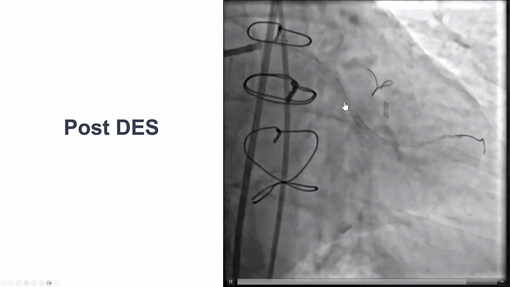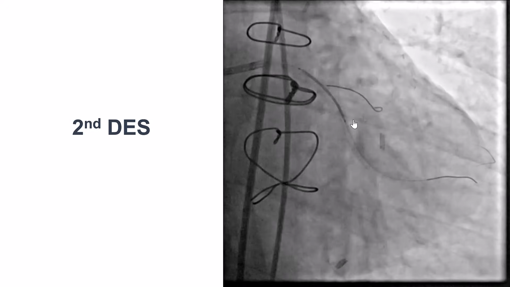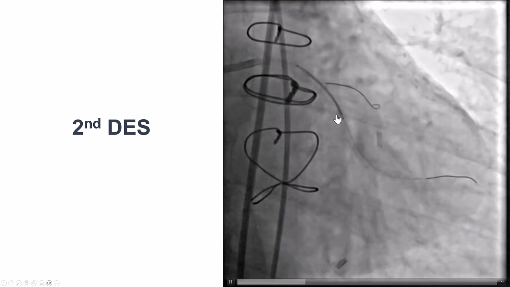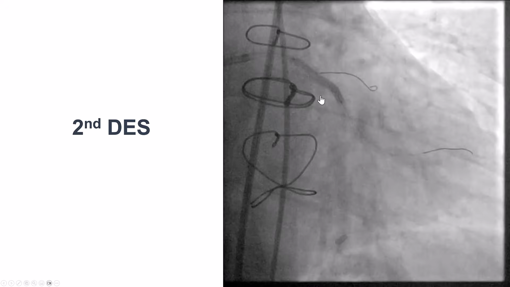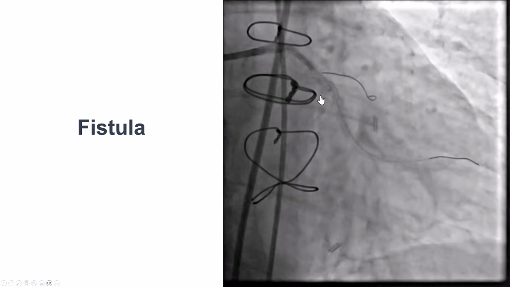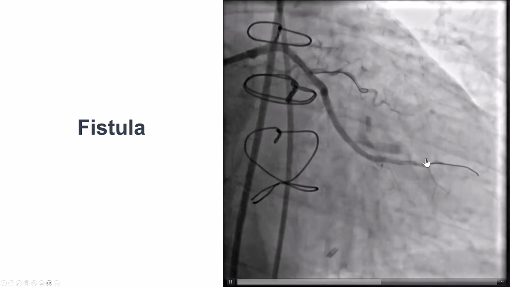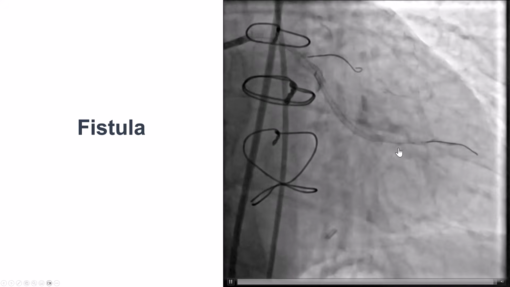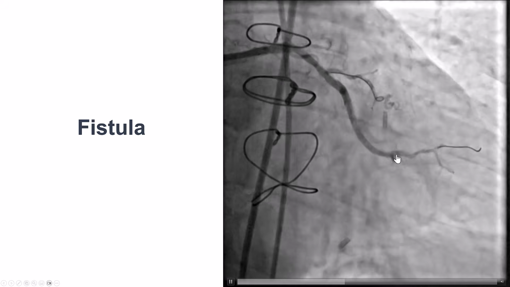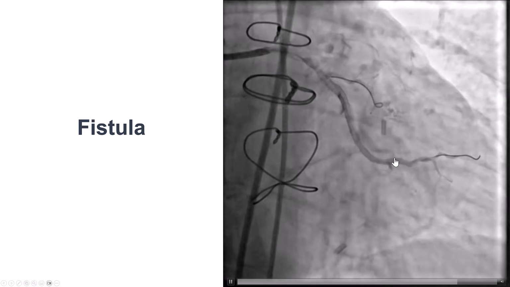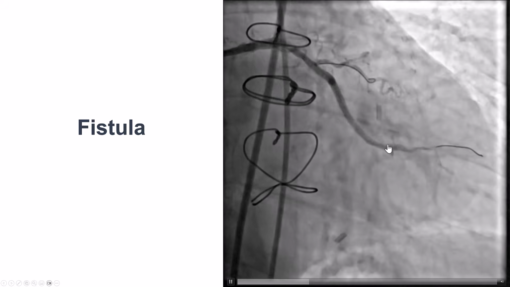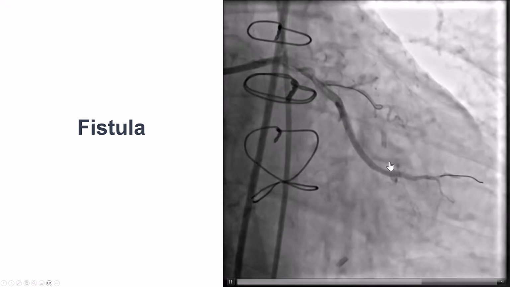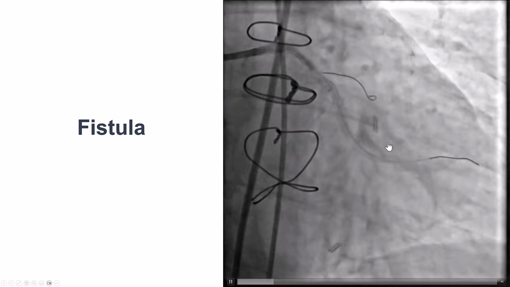And sure enough, that sealed the perforation into the mid-circumflex, and then placing another drug-eluting stent. We did have a nice result there, and TIMI 3 flow into this obtuse marginal branch. We still have the fistula that is going to the cardiac vein, but echo did not show any effusion. The patient was feeling fine, so we did not do any extra treatment for this connection.